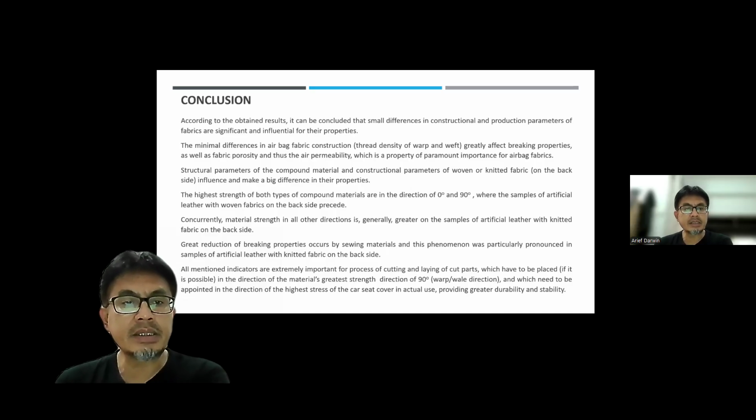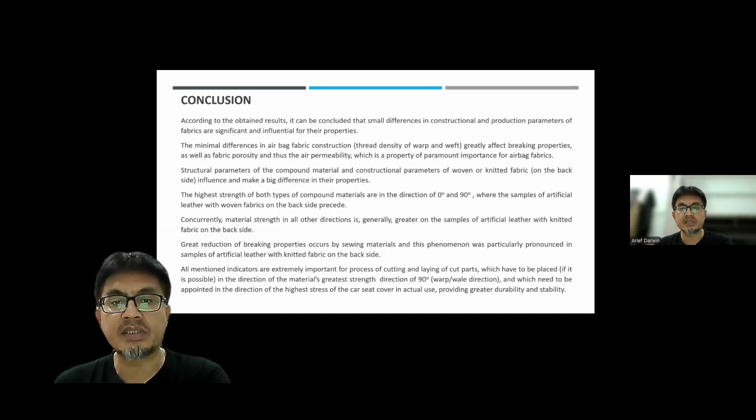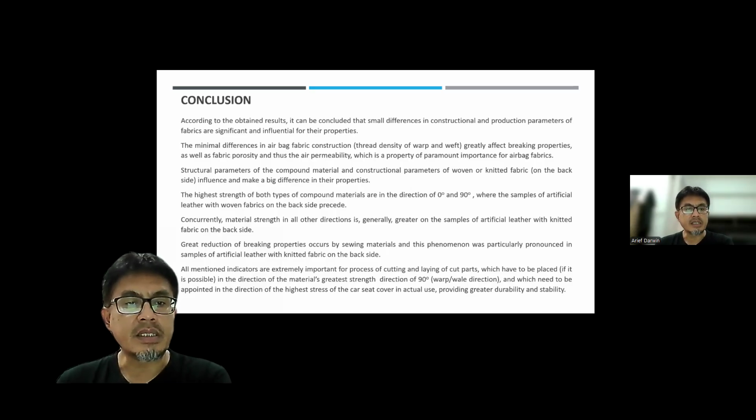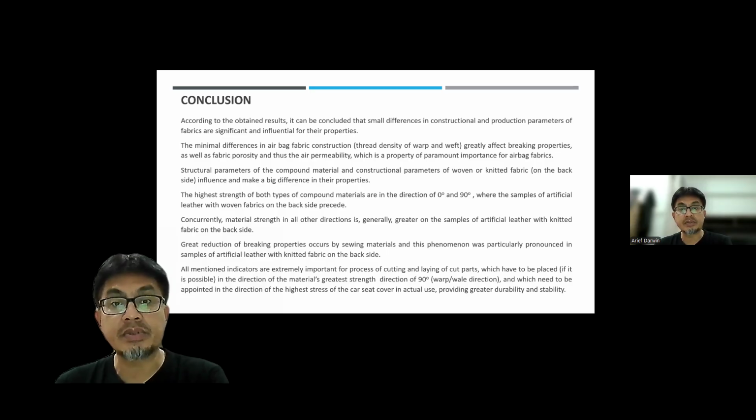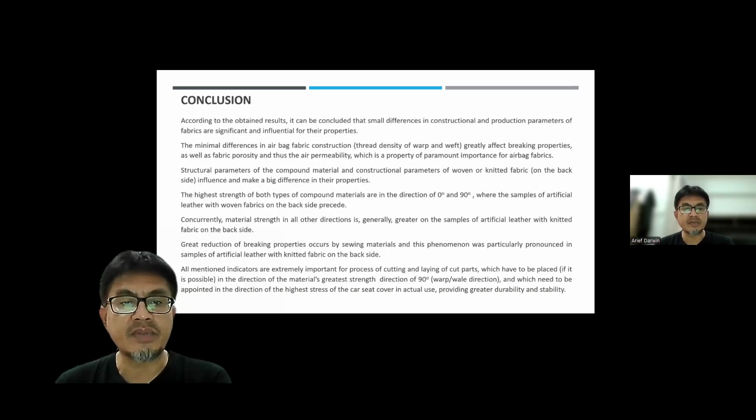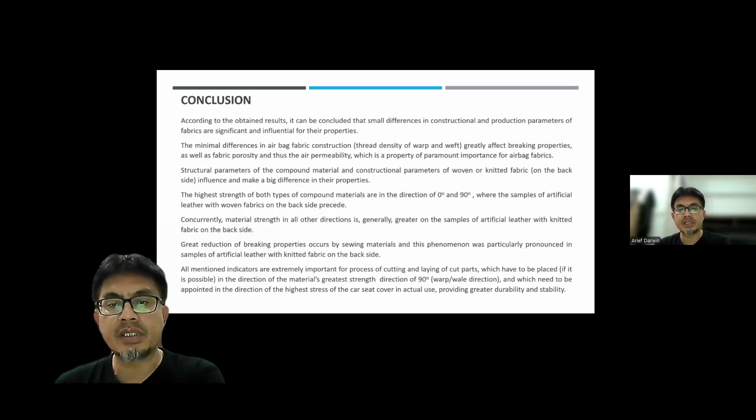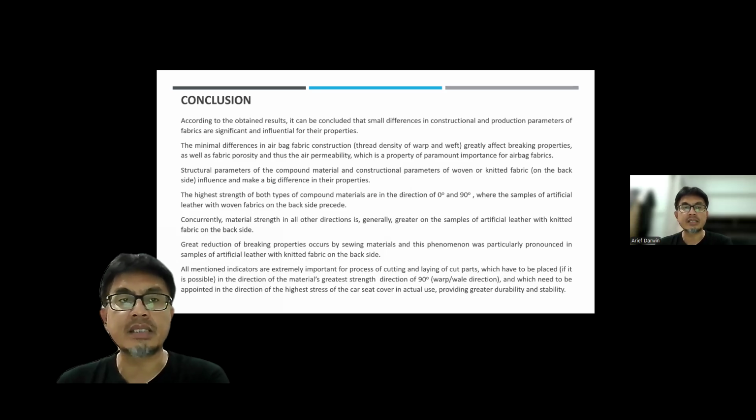All mentioned indicators are extremely important for the process of cutting and laying of cut parts, which have to be placed, if possible, in the direction of the material's greater strength, the 90-degree direction, which is the warp or wale direction, and which needs to be pointed in the direction of the highest stress of the car seat cover in actual use, to provide greater durability and stability.